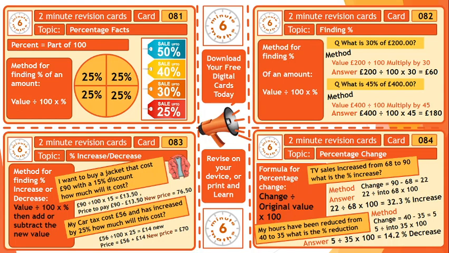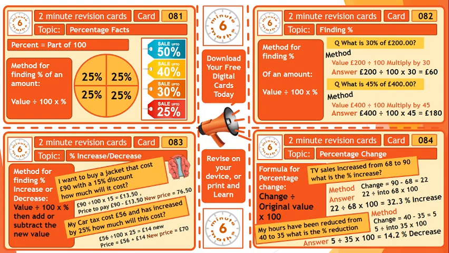So the method is the value divided by 100 times by the percent. The first question, what is 30% of 200? So the value is 200. We divide it by 100 and multiply it by the percent we need to find, which in this example is 30. 200 divided by 100 and times by 30 gives us a value of £60. So 30% of 200 is 60.